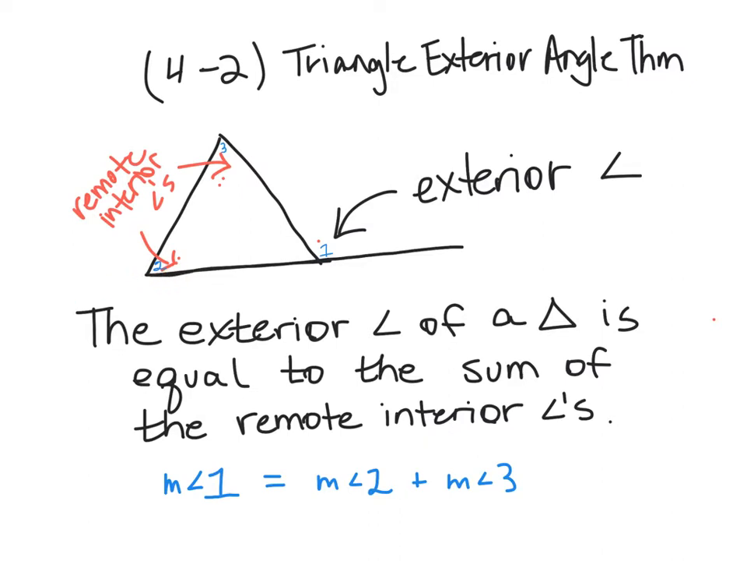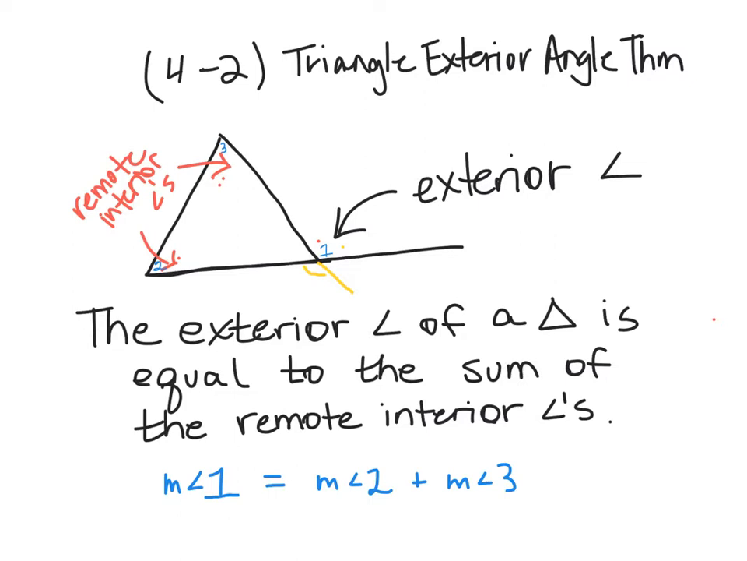If I were to draw another line here to extend this side, I would have another one right here, but it would be vertical angle to angle 1, the one I have marked 1. And so they are equal. And so we usually just talk about the one at each vertex. So it doesn't matter which one you're talking about because they would be the same size.